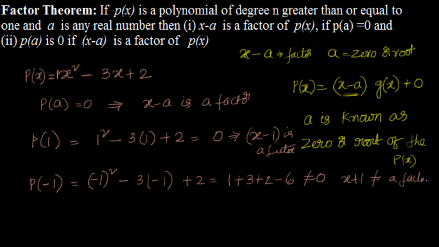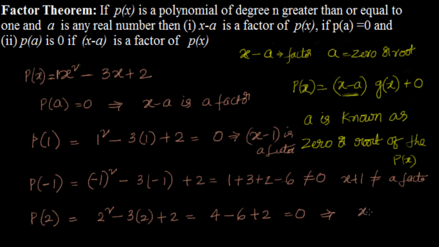Now let's look for x equal to 2. That means let us look for p of 2. If I check for p of 2, 2 square minus 3 into 2 plus 2, that is nothing but 4 minus 6 plus 2, that is nothing but 0. So I know that x minus 2 is a factor of the polynomial.